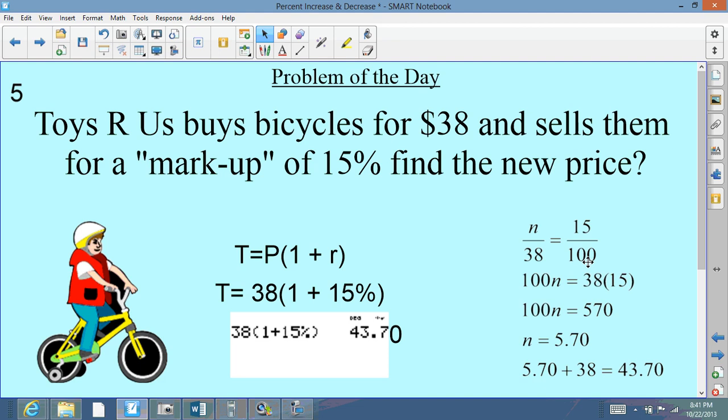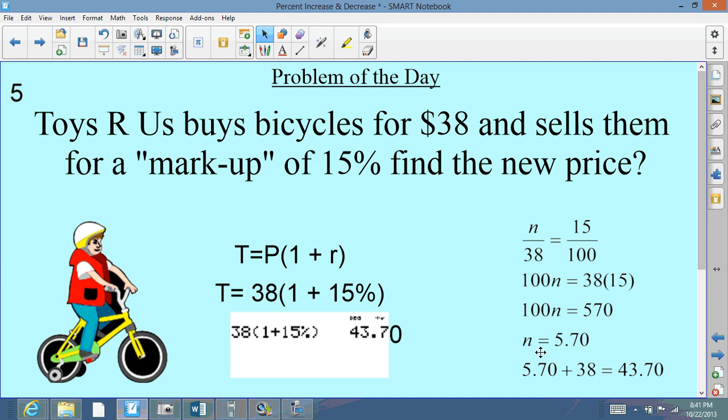over 100, so 15 over 100, cross multiply, 100 times n is 100n, 38 times 15 is 570, divide both sides by 100, n would equal $5.70. So the amount of change from the old price to the new price would be $5.70.